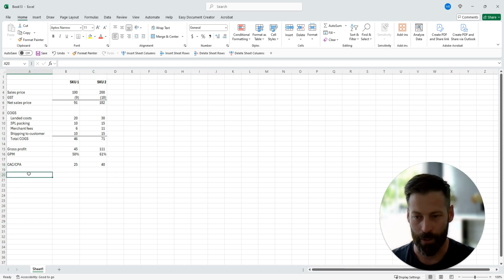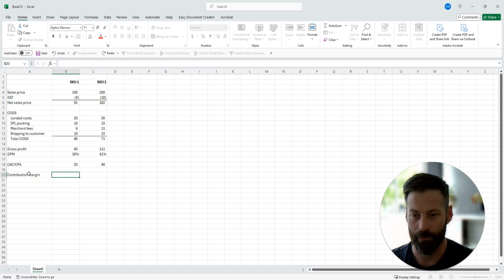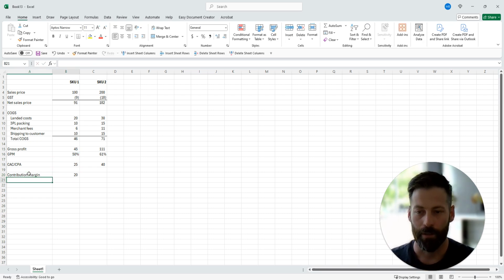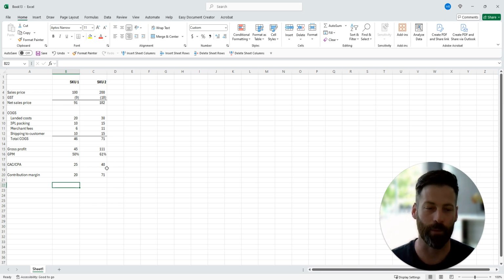Once we know the customer acquisition cost, we'll calculate what the contribution margin is for each of these products. Now, contribution margin is the amount that is available. Well, it's the amount left over after you've incurred all of the costs to acquire the customer and get the product to the customer.